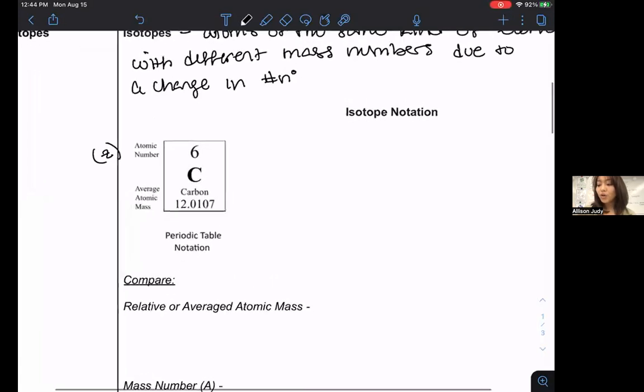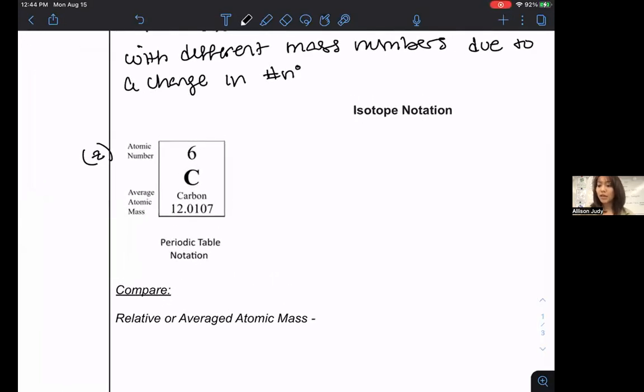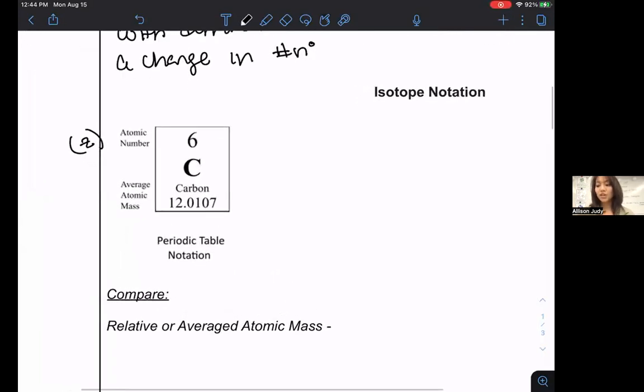So you have already looked at the periodic table and you've already looked at how it's written with the atomic number, proton number on top, and the average atomic mass or the relative atomic mass on bottom in AMU, atomic mass units, a very special unit that we use.